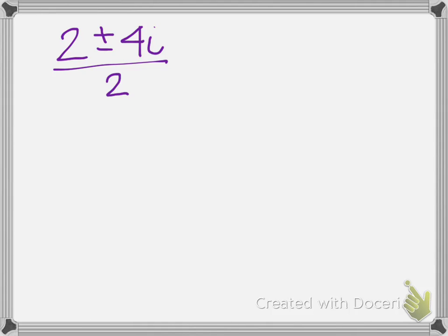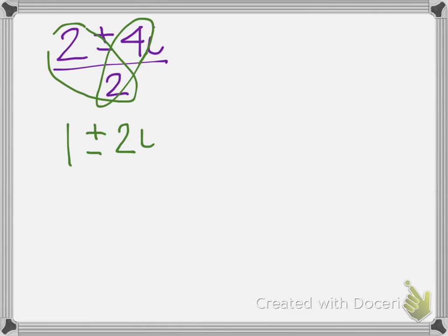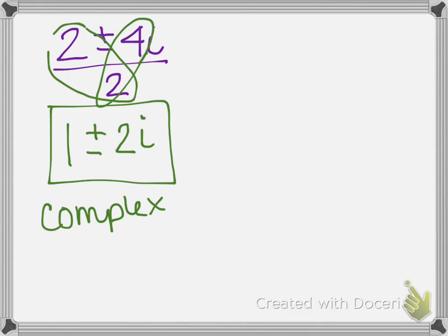And now we do our division. So we do 2 divided by 2, which is 1, plus or minus 4 divided by 2, which is 2, and that one keeps the i. And here are my solutions. I have two solutions, 1 plus 2i and 1 minus 2i. This is a complex solution.